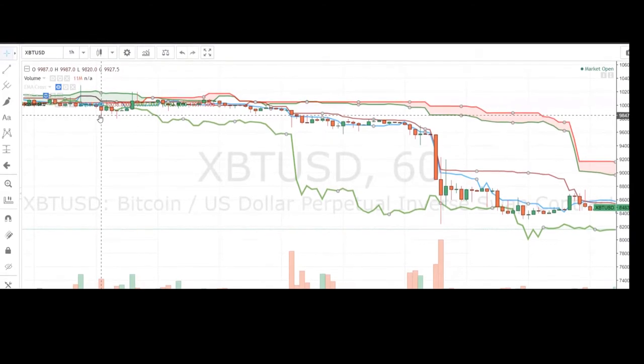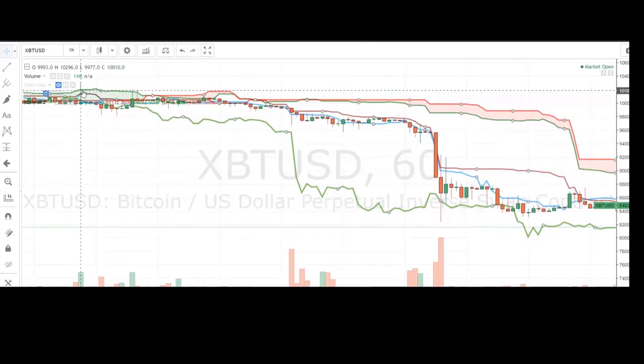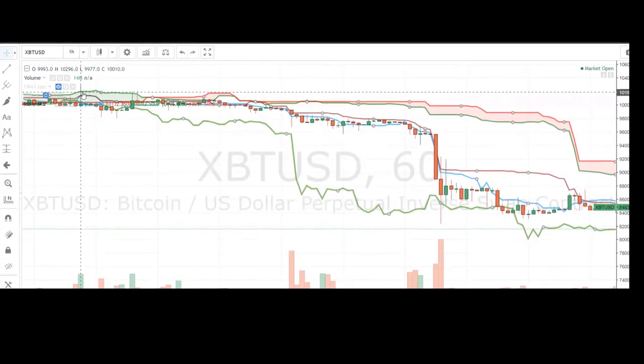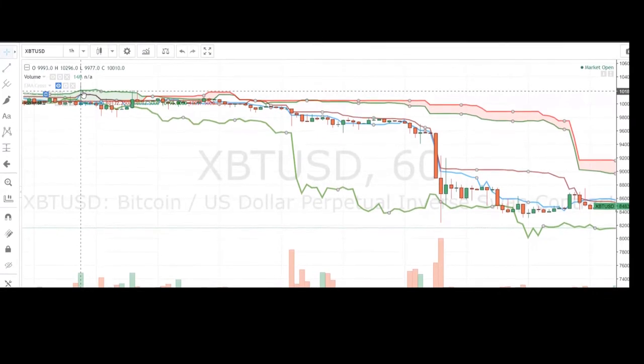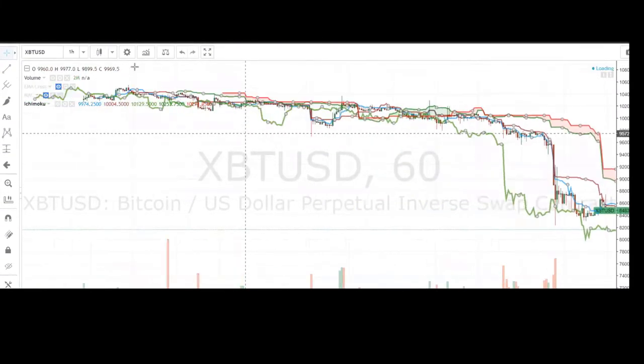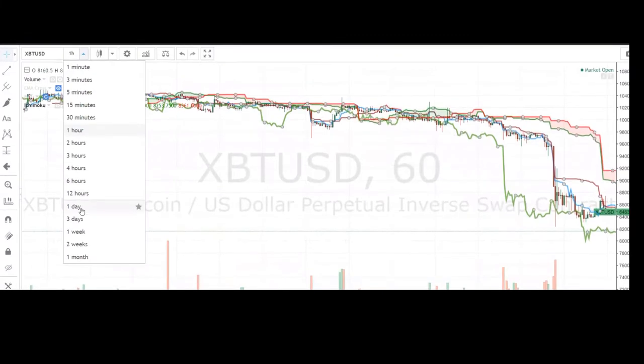Depending on if you're doing a short term trade or a long term trade, basically in crypto trading, the long term trade has to be the good trade. A short term trade will be the hourly trade, okay? And now let's go into the day charts.